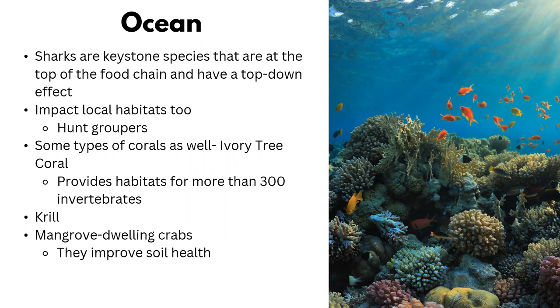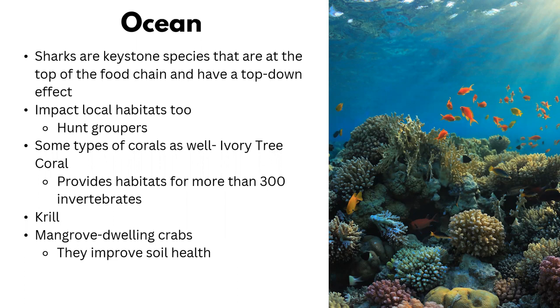Krill are another great example. They feed a lot of different animals out there. If we didn't have them, we wouldn't have the predators. If we don't have those predators, we have more prey. And so again, that affects a lot of the ecosystem. And then in other parts of the area, we have what we call mangrove dwelling crabs. These are animals that actually improve the soil health, which is kind of interesting. So you see lots of different things from sharks to coral to krill to crabs, all keystone species.